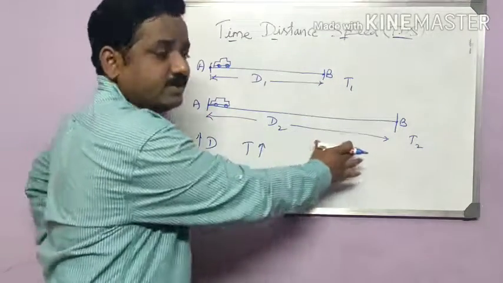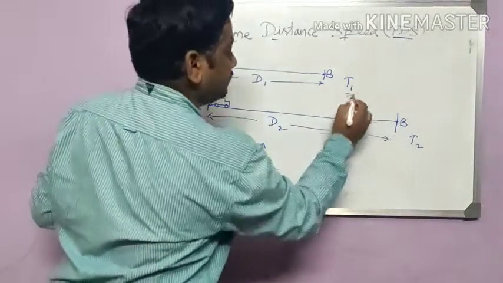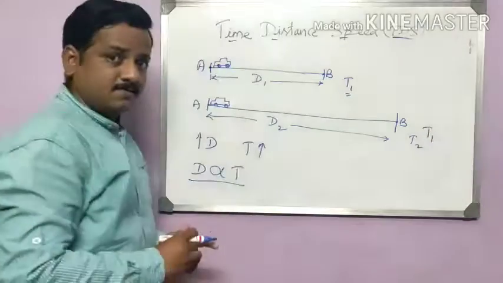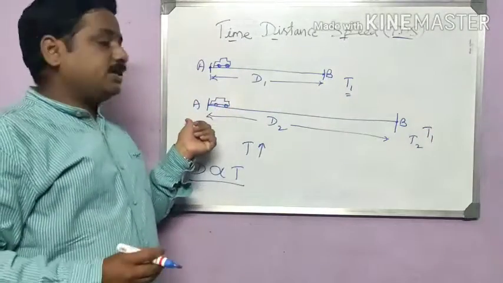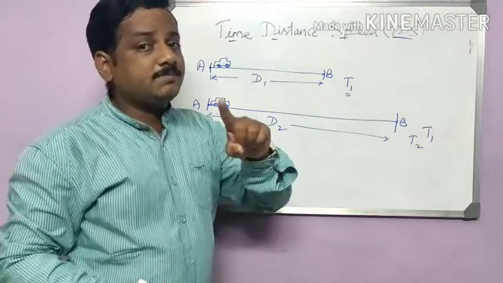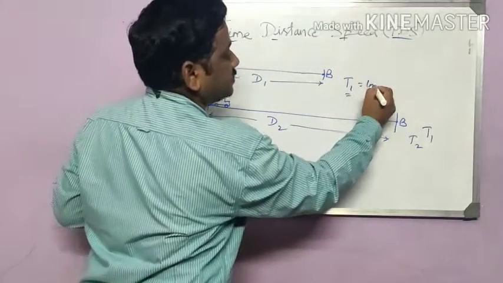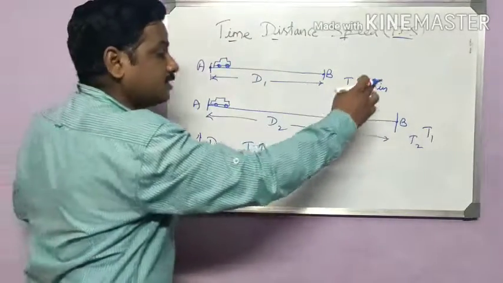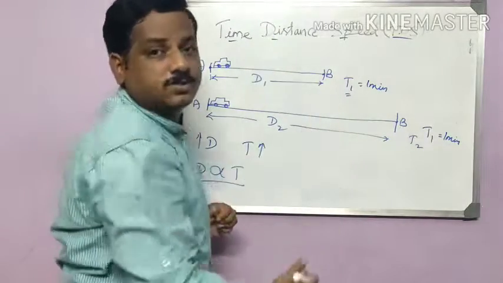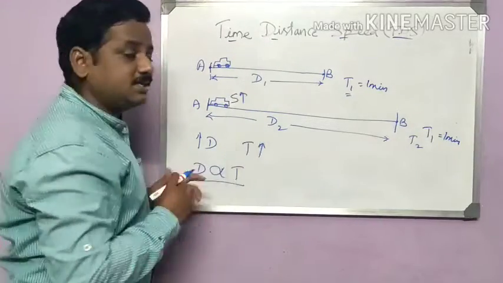Now let's look at this matter in a different way. Say the distance has been increased, and now I don't want to increase the time. I want the same time T1, meaning the car has to reach B in the same time T1. Is it possible? The car at A should reach B, covering this distance D2, in the same time which was taken earlier for the shorter distance. For example, if it takes 1 minute to reach B, I want the same 1 minute to cover the distance D2. Yes, it is possible, but on one condition: the speed of this car has to be increased.